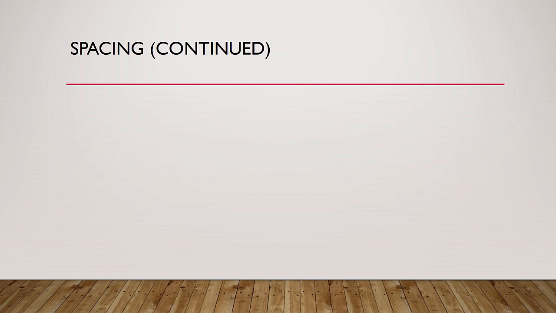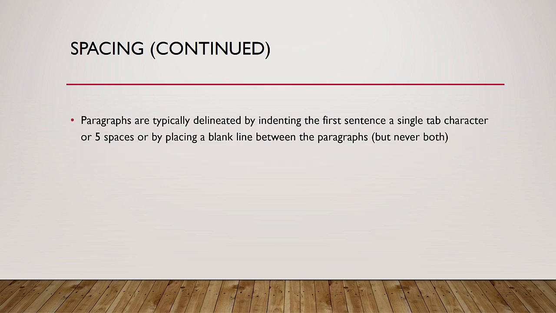Now, to continue spacing, I want to talk about paragraphs. This is another area where you have some discretion and I have a preference. In this case, I'm not trying to convert from one to another. So paragraphs are typically delineated by indenting the first sentence a single tab character or 5 spaces, or by placing a blank line between the paragraphs. But you should never do both.